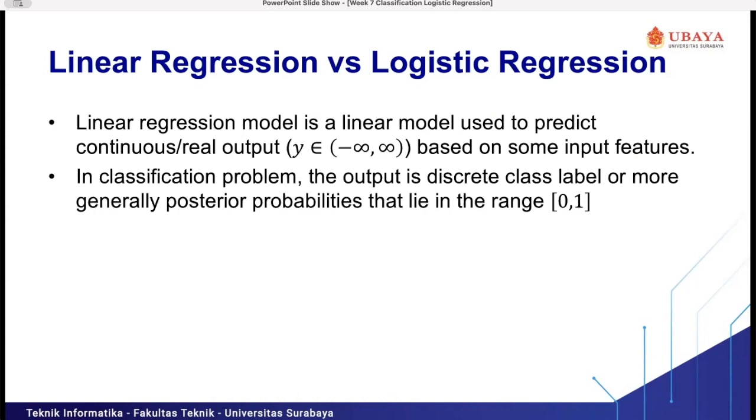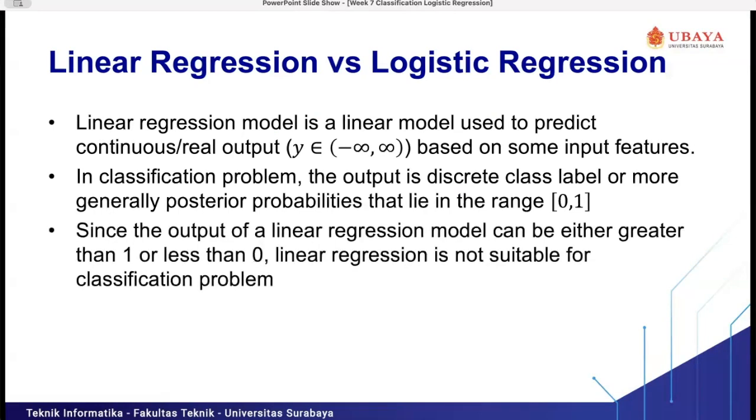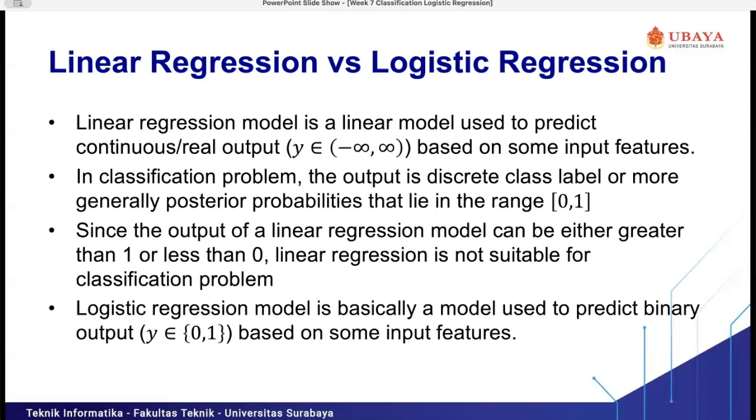Linear regression is for solving the regression problem, where the output is a continuous number. But for logistic regression, the output will be discrete values. Since the output of a linear regression model can be either greater than 1 or less than 0, linear regression is not suitable for classification problems. And the logistic regression model is basically a model used to predict binary outputs. So the output will be a 0 or 1.